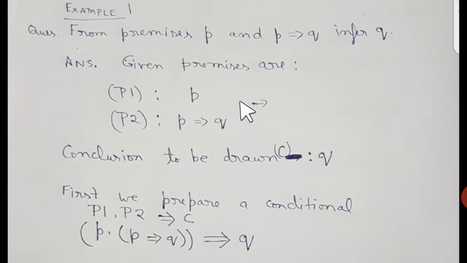Now what do we need to do? We have to form the conjunction of P1 and P2, or we may say P dot P conditional Q. First step is forming the conjunction of the given premises. Which premises? Which are there to be for the conclusion to be drawn. And conclusion to be drawn is Q. That we are representing through C. So that is why I have written P1 dot P2 conditional C. So our conditional is ready. P dot P conditional Q conditional Q. So this entire thing, this conjunction is basically the antecedent of this conditional and this is the consequent, which is the conclusion to be drawn.